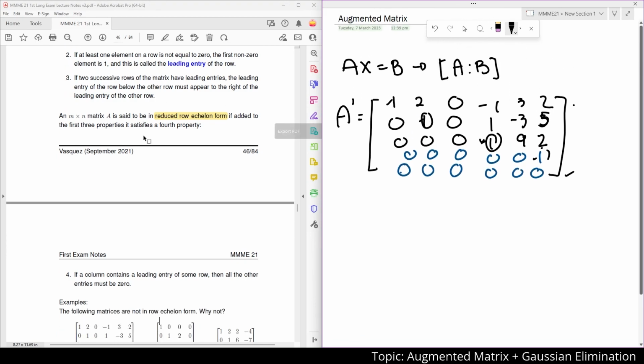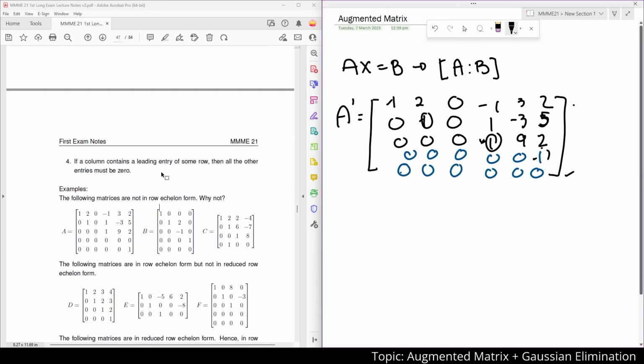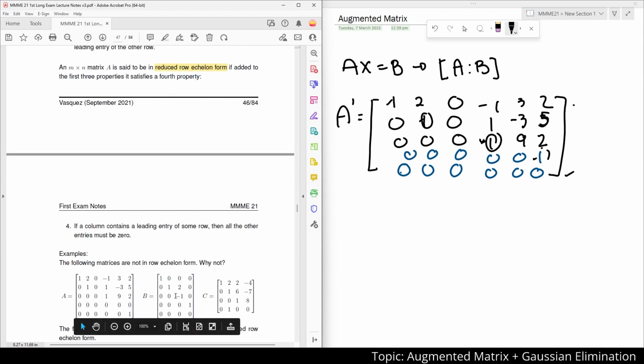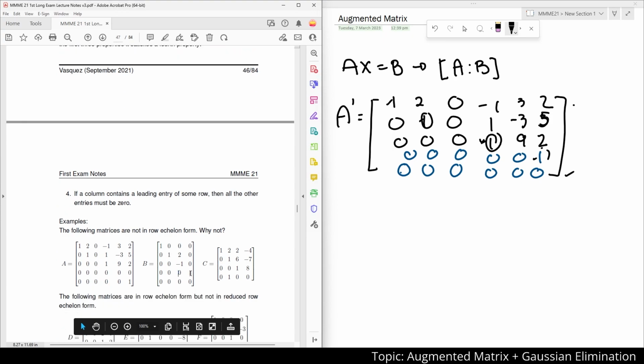Okay. Now let's look at B and C. So for matrix B, this one is not in row echelon form because this does not satisfy the second rule: if at least one element on a row is not equal to 0, the first non-zero element should be 1. Yung third row natin, negative 1 yung first non-zero element. So, dapat maging 1 yan para maging row echelon form to. First row, 1 yung una. Second row, 1 yung una. Fourth row, 1 yung una.